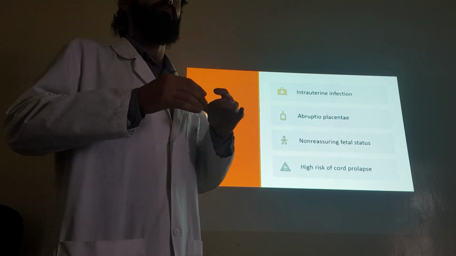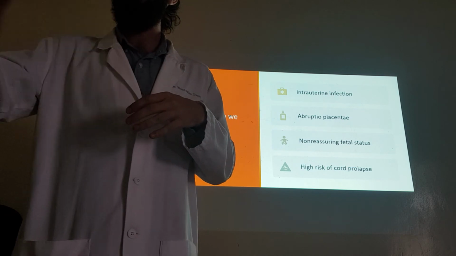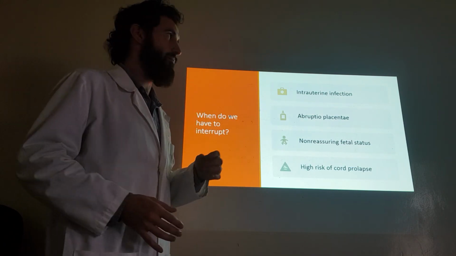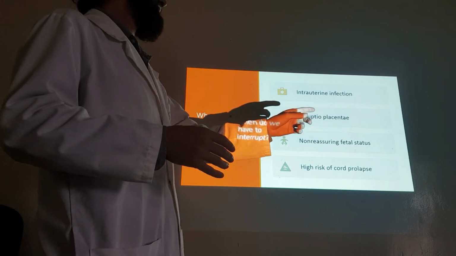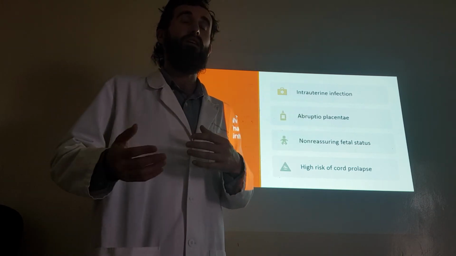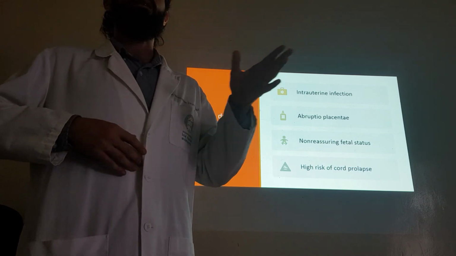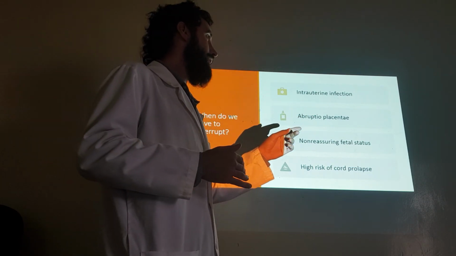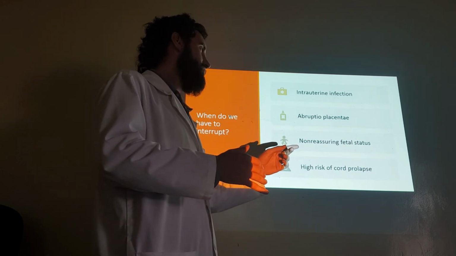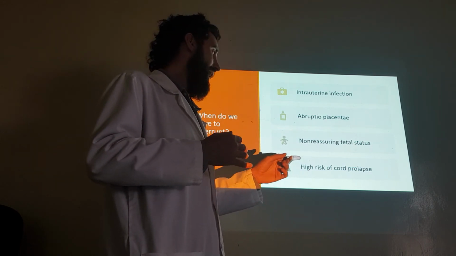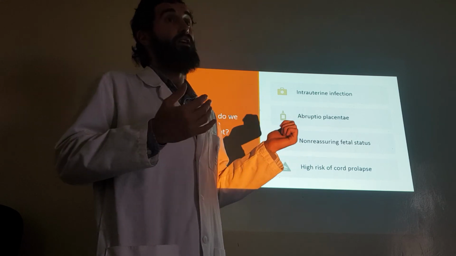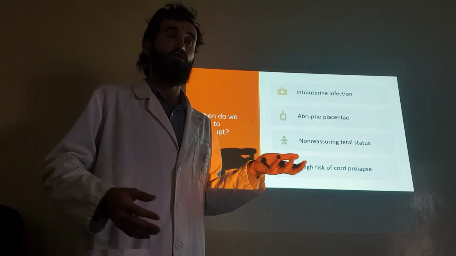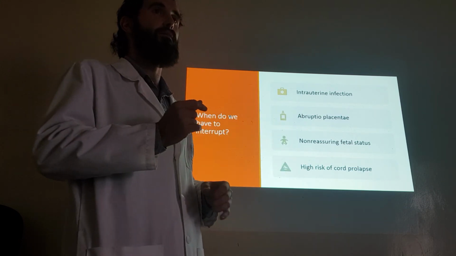We will have expectant management as long as we can, but we have to continue monitoring the patient, because we may have an intrauterine infection, whose diagnostic criteria we will see in the next part of the class, or a ruptured placenta, a non-reassuring fetal status, or a high risk of cord prolapse, which we saw are contraindications of tocolysis. In those cases, we have to interrupt immediately.